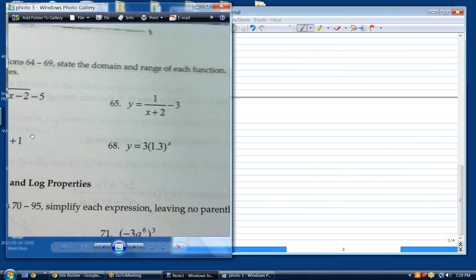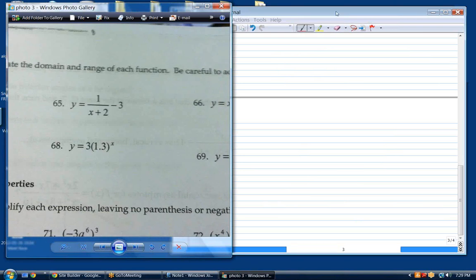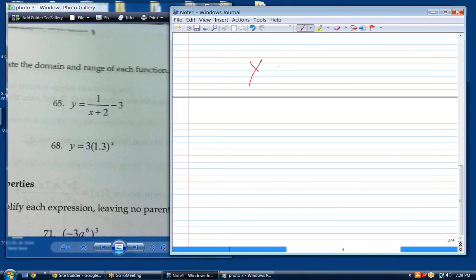Okay. So let's talk about number 68. This is not an algebraic expression, in case you're wondering. We can't use algebra to solve this. This is an exponential expression. We usually solve exponential expressions using logarithms. But when we're talking about the domain, what can x be and what can it not be? Let's start with the easy part. It's the same part, actually. Is there anything x can't be?